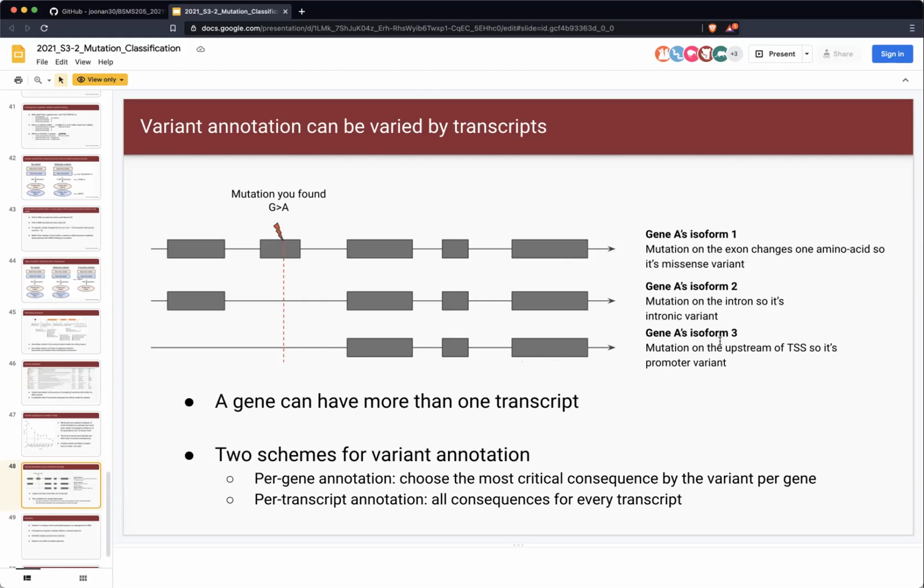So there are different algorithms for estimating the variant consequence. There are ways used to improve the algorithm to estimate the variant annotation in a clinical situation. So that's why I introduced this for your information.